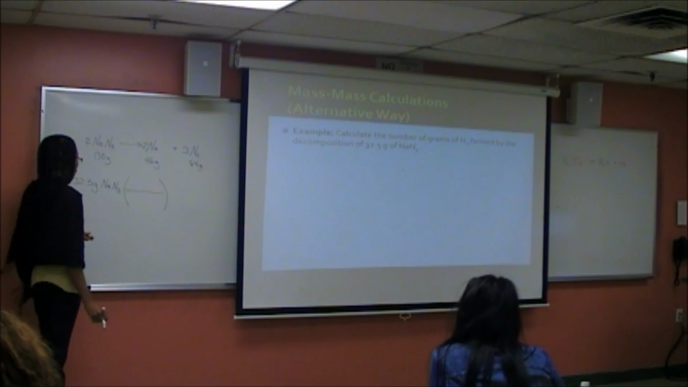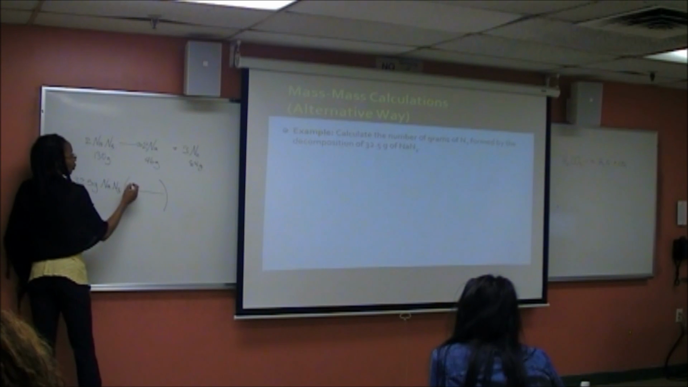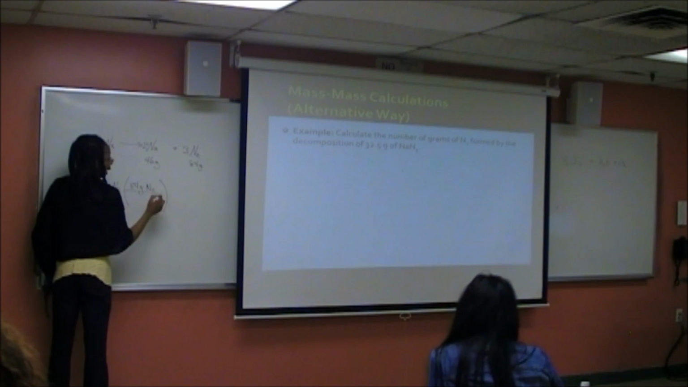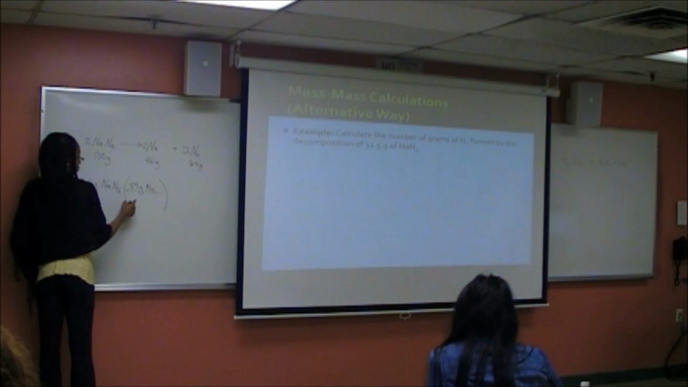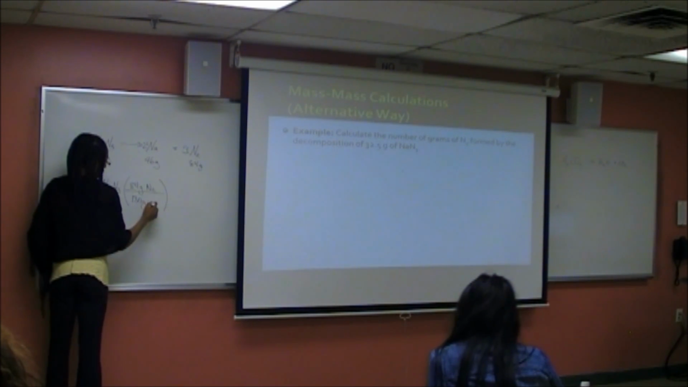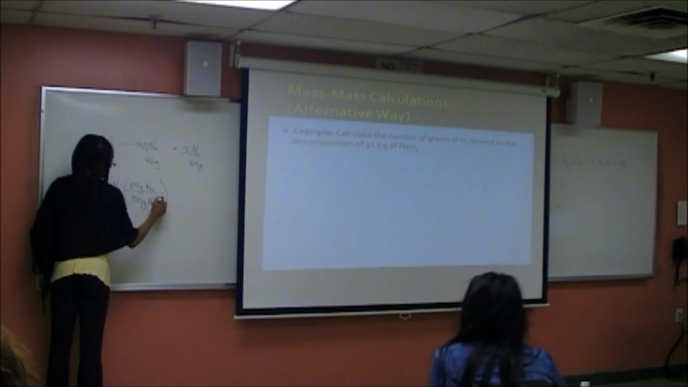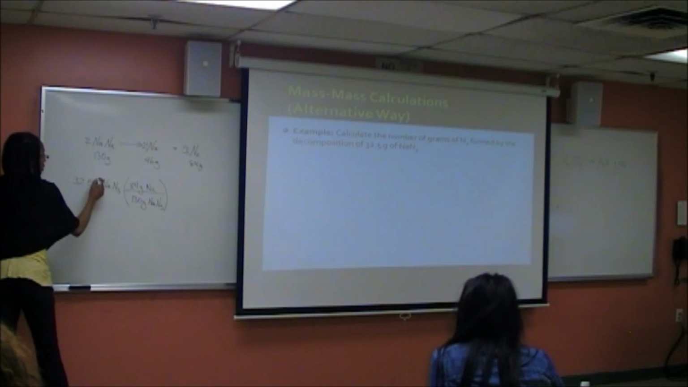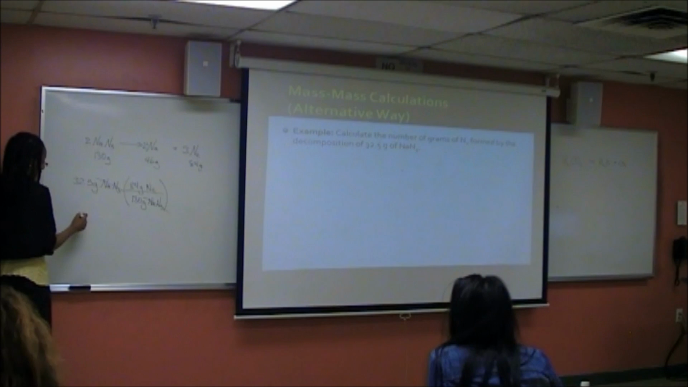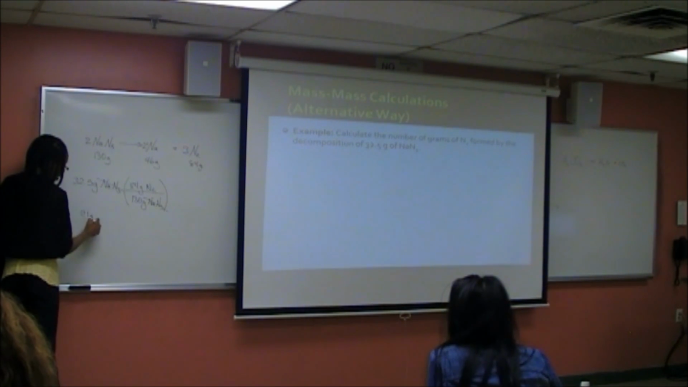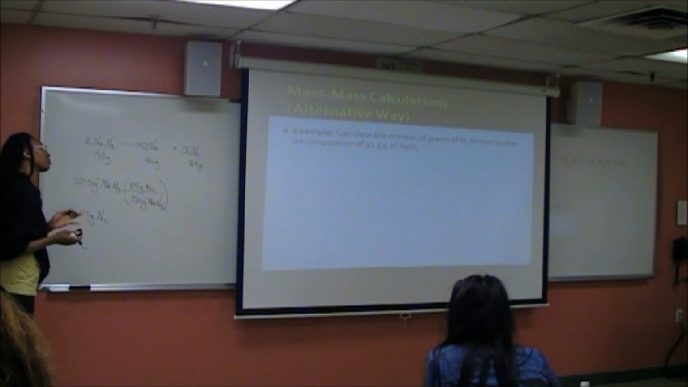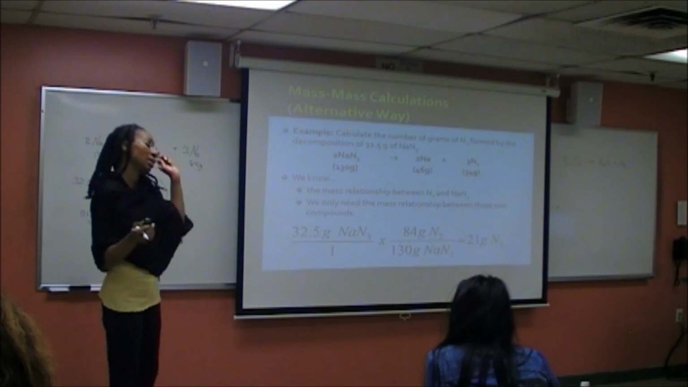What goes in here? 84 grams of nitrogen gas, on top, over 130 grams of sodium azide. Cancel out. Multiply across, divide by the bottom, what do we get? 21 grams of nitrogen gas. That's what I got too.